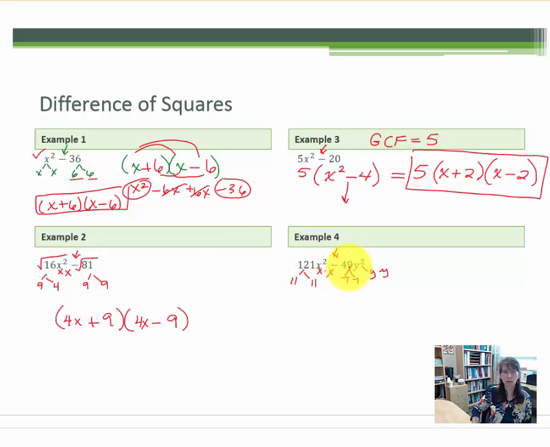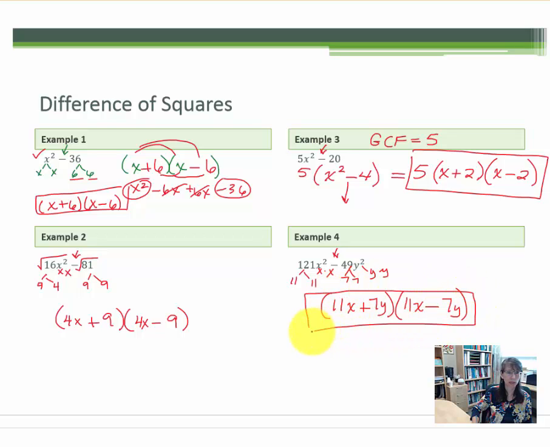What makes this problem a little bit different is that we have more than one variable involved, but our factoring technique will remain the same. We're still going to have 121x squared being the product of 11x times 11x, and 49y squared is 7y times 7y. And the only way for that first degree middle term to eliminate is to have one quantity positive and one quantity negative. Now we have completely factored.